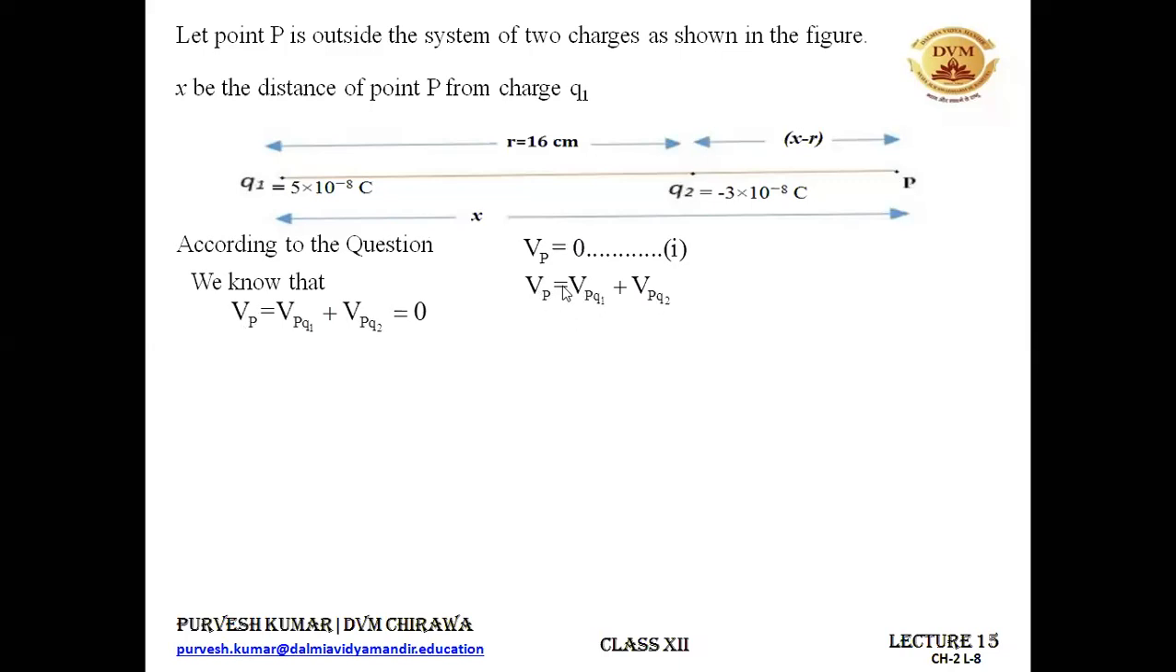Vp is equal to 0. So the second equation, I can equate it equal to 0 by using equation number 1. So this Vp is equal to electrostatic potential at point P because of charge q1 plus electrostatic potential at point P because of charge q2, and this complete equation is equal to 0. Now put the values of Vp because of q1 and Vp because of q2, that is kq1 upon r1 plus kq2 upon r2. Take k common and put the values of q1, q2, r1 and r2. q1 is your 5 into 10 to the power minus 8 coulomb. q2 is minus 3 into 10 to the power minus 8 coulomb.